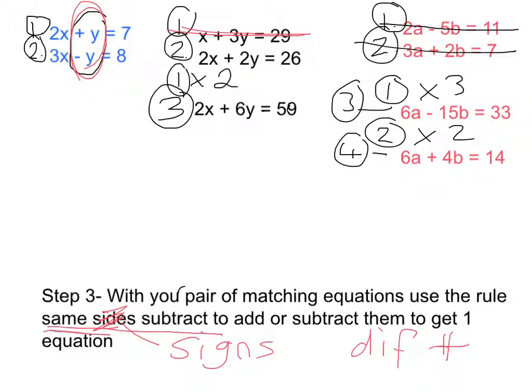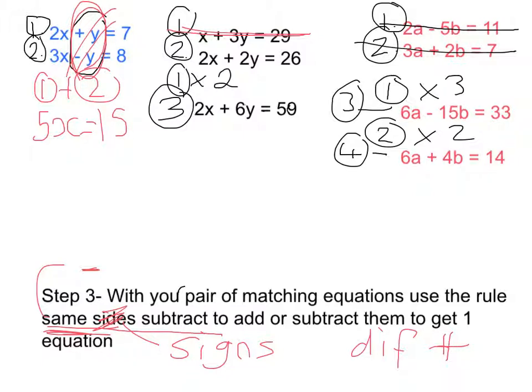And if they're the same, we need to subtract. So going back to this example, because they are different, we are going to add. So same sign subtract, different signs add. We are going to do equation 1 add equation 2. Well, 2x plus 3x is going to give me 5x. y take away y gets rid of those. And 7 add 8 is 15.